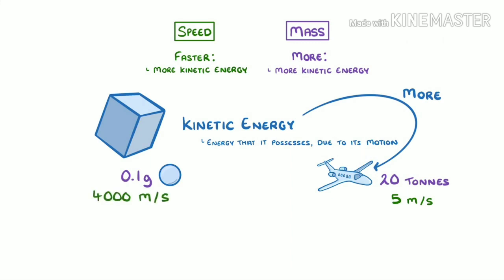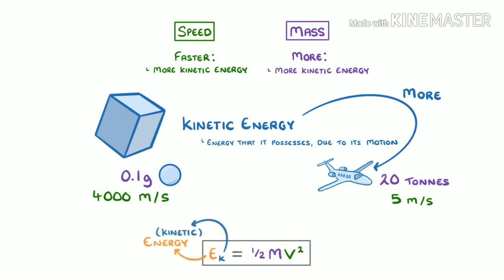In order to find out which object had more kinetic energy this time, we have to use the equation Ek is equal to 1/2 mv squared. If you're not familiar with this equation, E stands for energy. The small k means kinetic energy. Then m stands for mass, which we measure in kilograms, and v is velocity, which in this equation is the same as speed and is measured in meters per second.